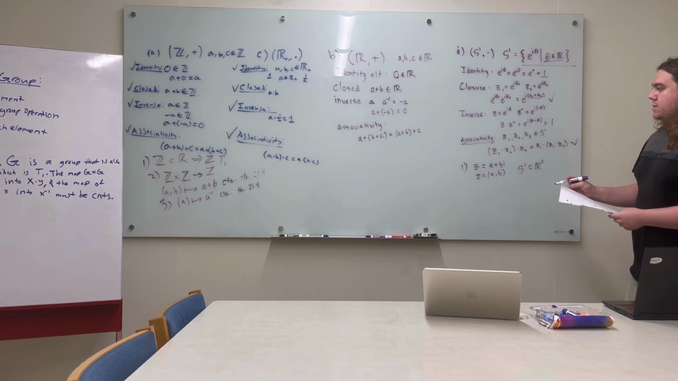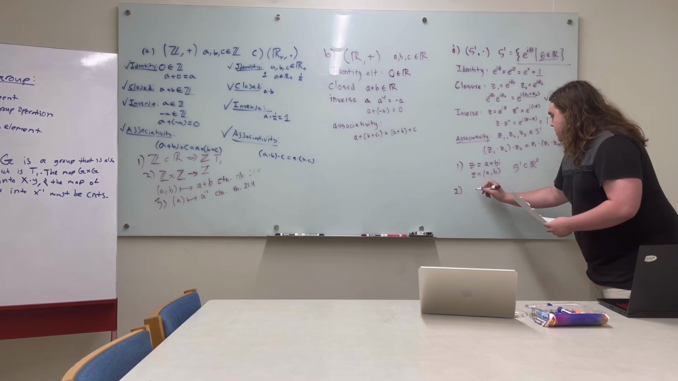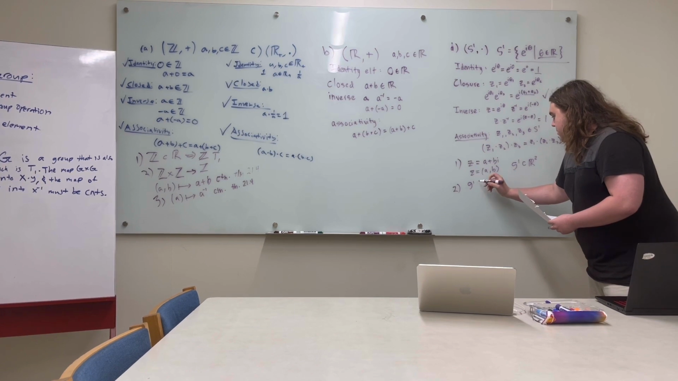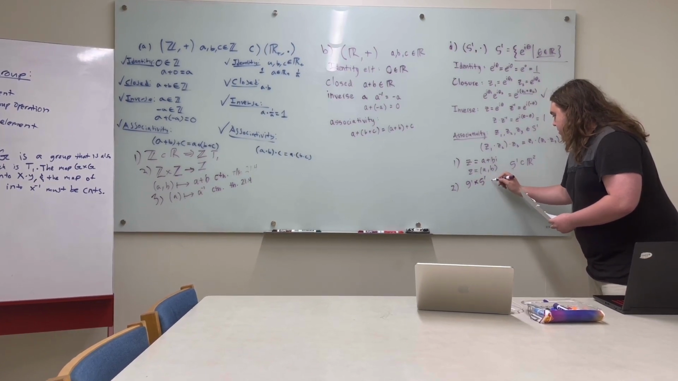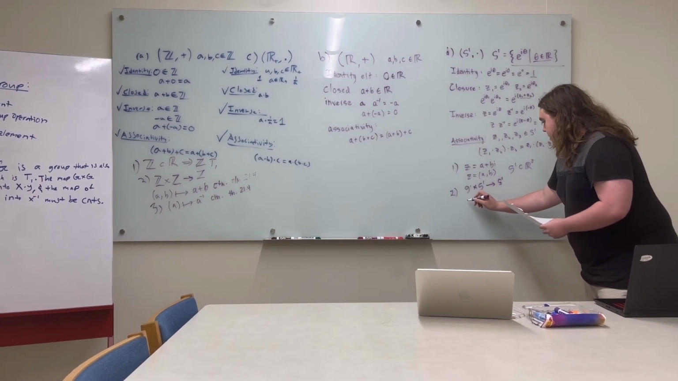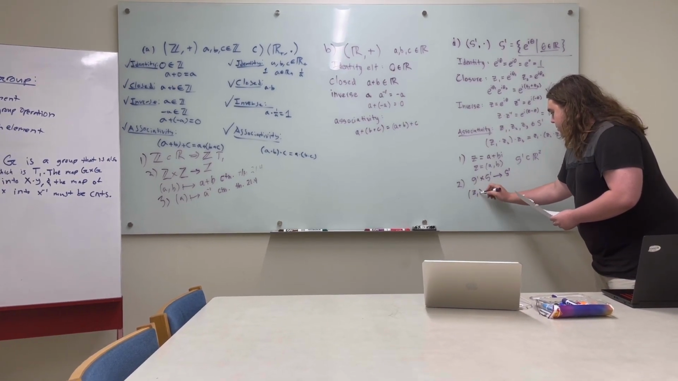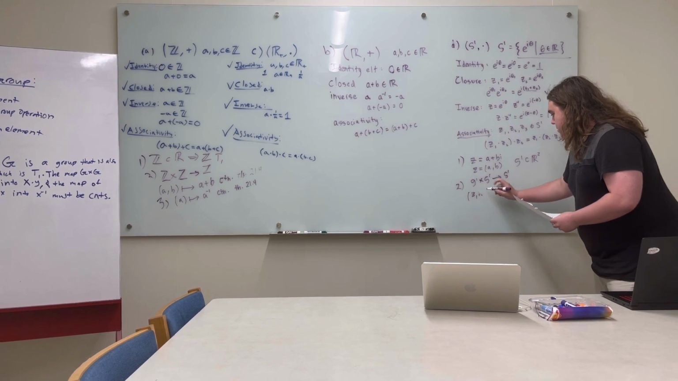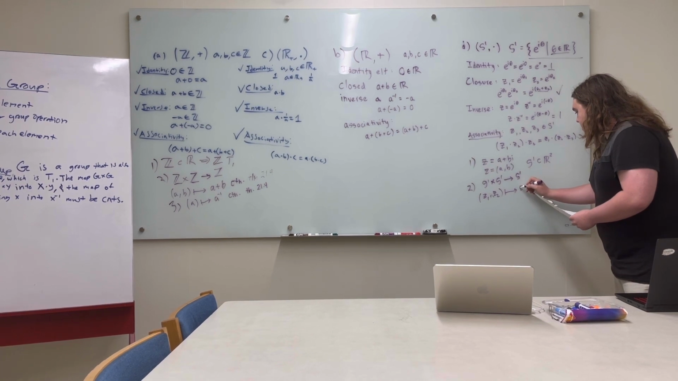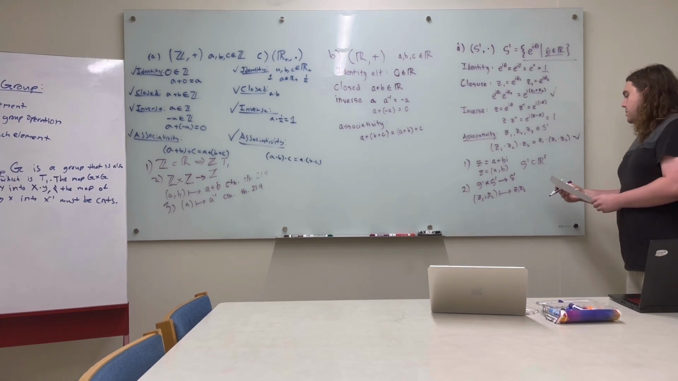For the second condition, we need to show that the map from S1 cross S1 to S1, sending the ordered pair (Z1, Z2) to Z1 times Z2, is continuous.